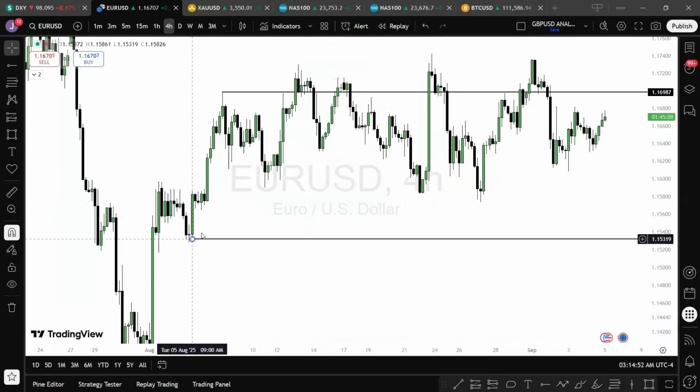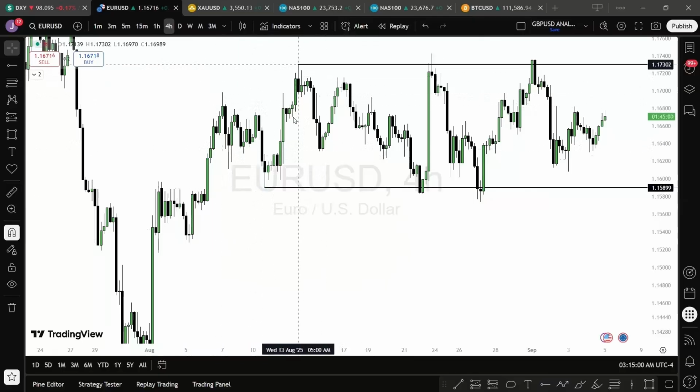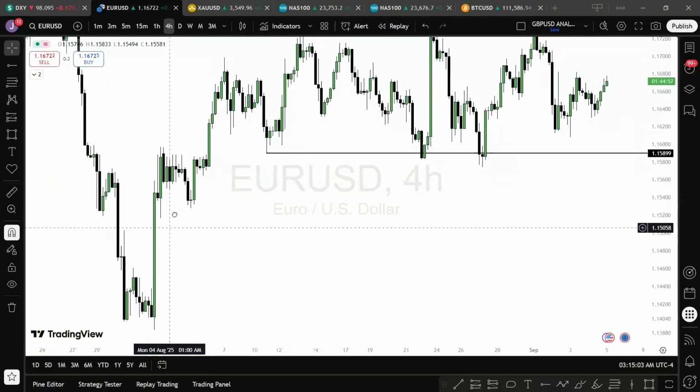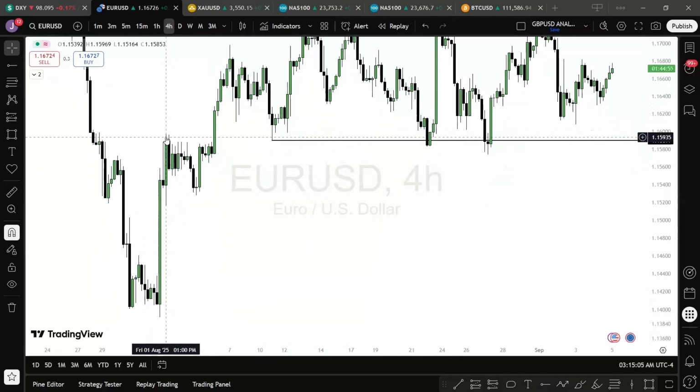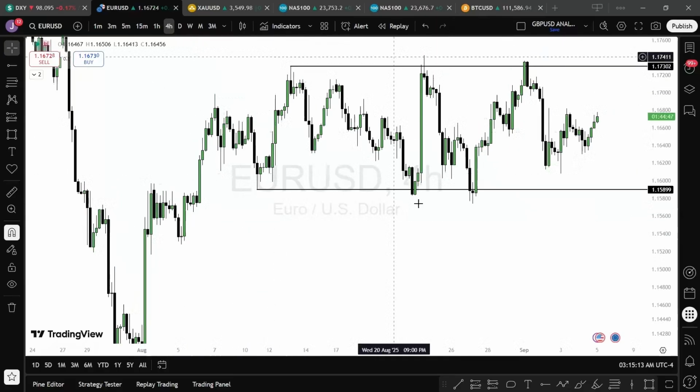Then price created another range here. We have this high and this low. Price did what? Broke above it. Then retraced. Okay, we have another range from this high to this low. So it's just creating a low, a high, a higher low, a higher high, a higher low, a higher high. Then at this point, we're not getting any higher low or any higher highs.